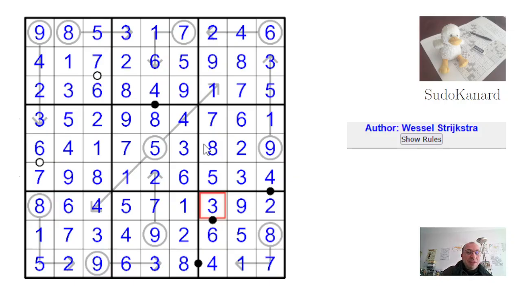So very nice construction, combining those two types of constraints. Not that easy, but really a nice solving path.